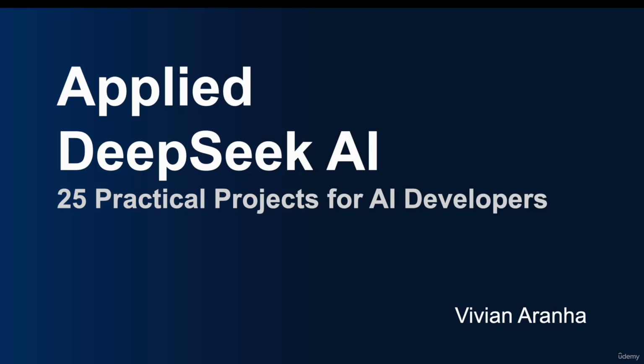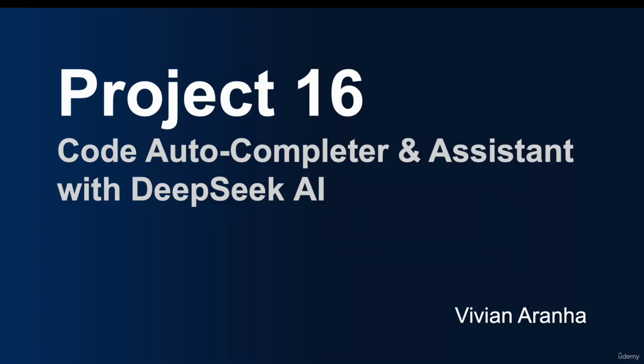A code autocompleter and assistant enhances software development by suggesting, completing, and optimizing code snippets in real time. Now, using DeepSeek AI, we can build an AI powered coding assistant that helps developers write code faster and more efficiently. Our Project 16 will be covering code autocompleter and assistant with DeepSeek AI.